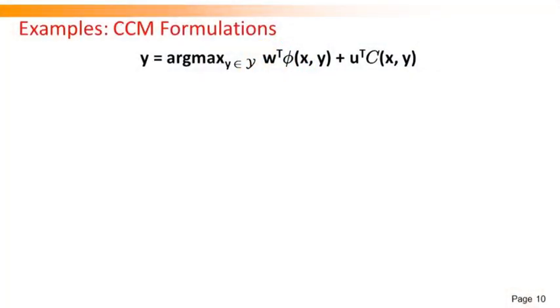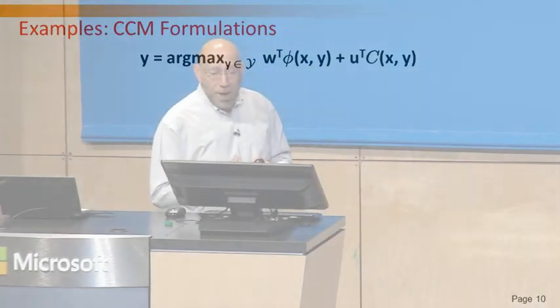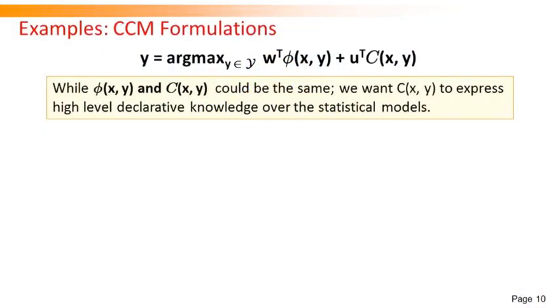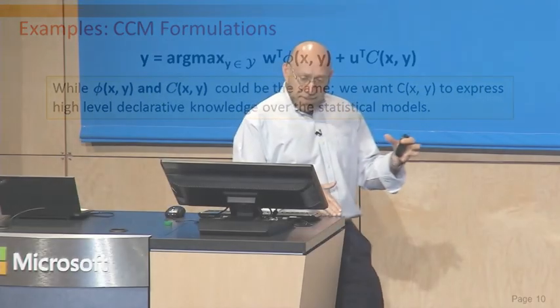So one thing that you may want to think about is, why do I separate this left side of the objective function from the right side of the objective function? And in fact, all of the examples that I'm going to give in the next few minutes really address this thing. Mathematically, they could be the same, but I want this C of xy to actually express high-level declarative knowledge, often first-order logic type knowledge, over the statistical model.